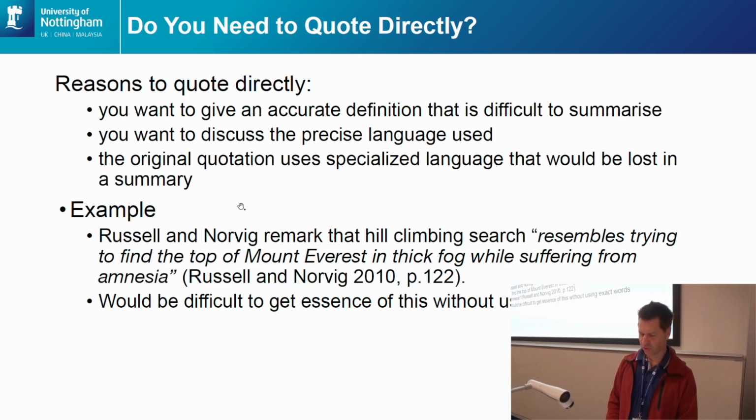So some reasons to quote directly: if you want to give a very accurate definition. Definitions are very often quoted. They're probably the most quoted material, when you have a definition that you want to take from somewhere. Maybe the author uses very precise language, and that language is very difficult to summarize without changing its meaning. That's a common scenario. And it's the same thing when the original quotation uses specialized language that would be lost in a summary or might be changed in a summary.